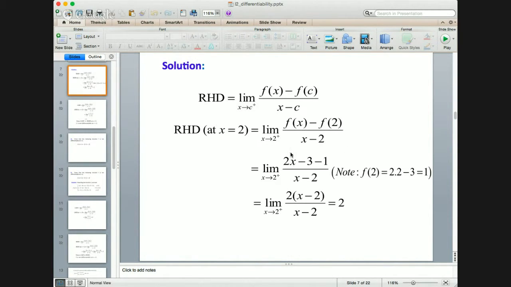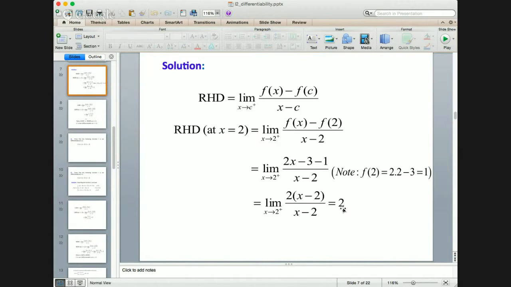Now that becomes a signal for you to replace this f(x). When x is greater than 2, f(x) was 2x minus 3. F(2) you can find out either way. In this case it turns out to be 1. So your numerator becomes 2x minus 3 minus 1 and the denominator remains x minus 2. That simplifies to be the limit of 2 as x tends to 2 from its greater side. That's nothing but 2 again. So right hand derivative is 2.